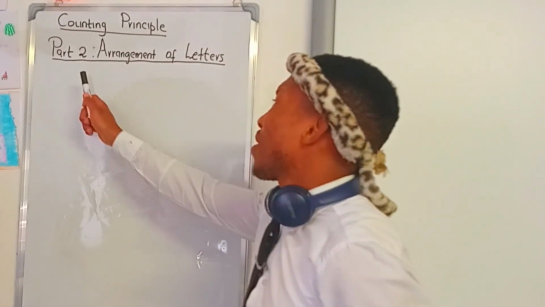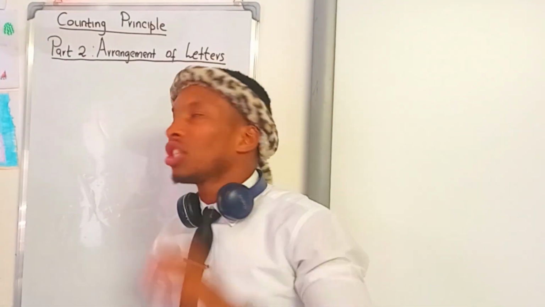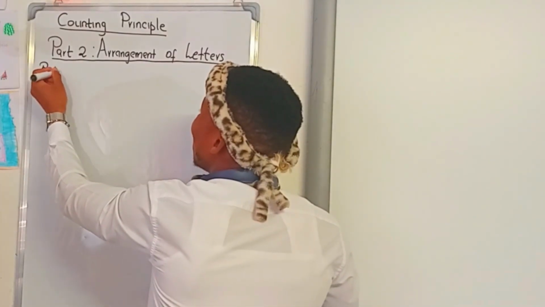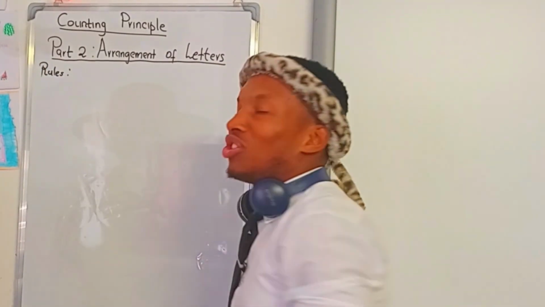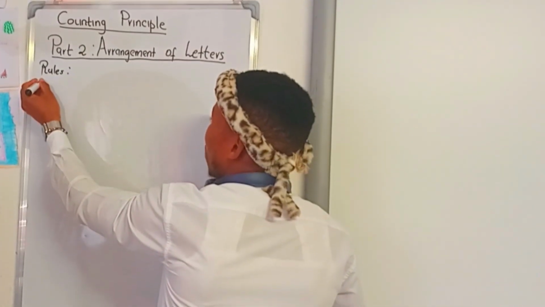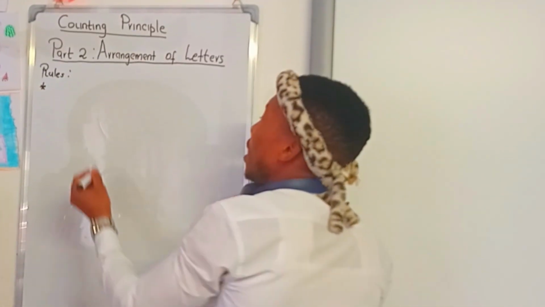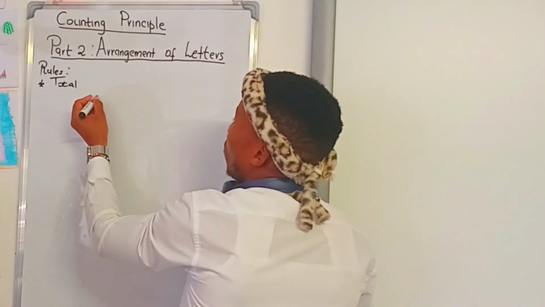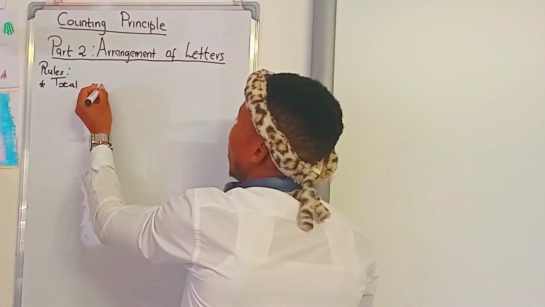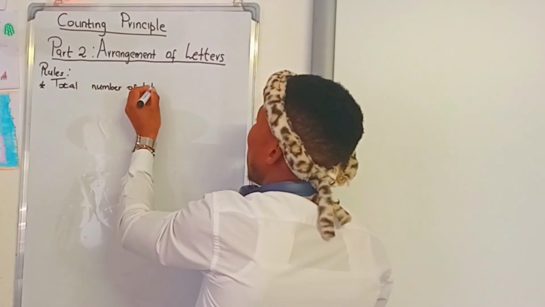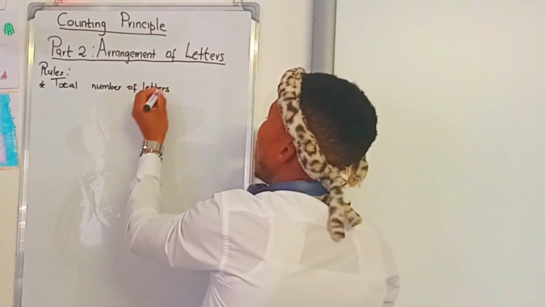Today we're going to look at part one, the arrangement of letters. As you know, that knowledge is more about the accounting principle. We need to follow Mr. Good's rule. Mr. Good's rule says that the first rule we normally use today is to look at the total number of letters.